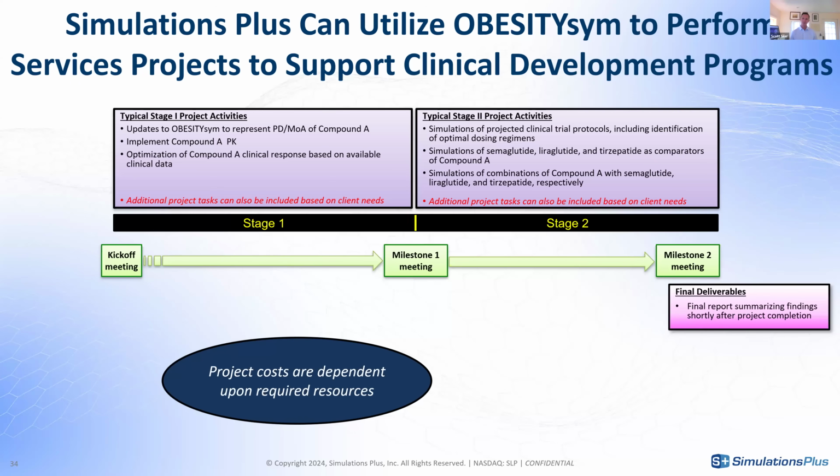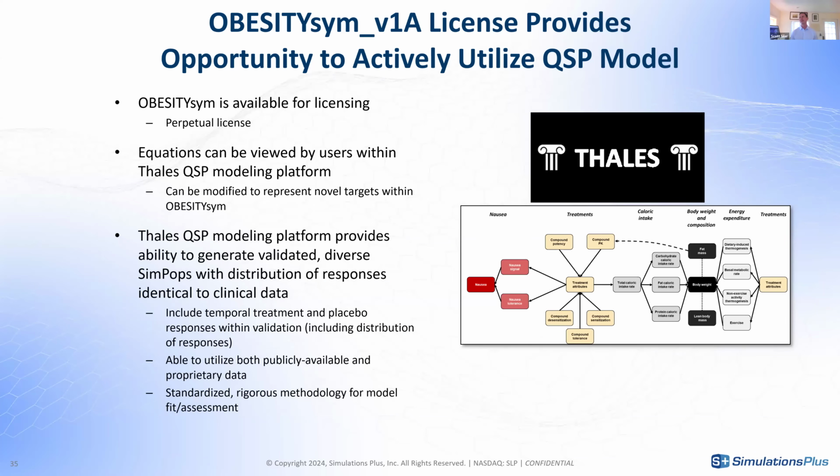So in addition to the services project, of course, we make the software itself, the model itself, licensable and available in that way. We're at this point utilizing exclusively a perpetual license, which allows users not only to access the existing optimization, existing equations and parameters, but to potentially modify those as well. So if you need to introduce a novel target, your own new PK approach, whatever it might be, licensees have the ability to do that as well.